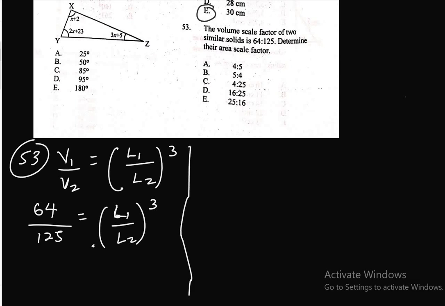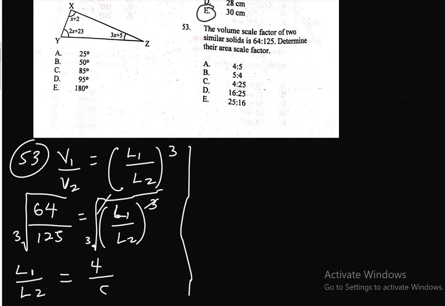So to get the linear scale, we take the cube root of both sides. This cube breaks this cube root. That was why we took the cube root. We now have the linear scale. L1 over L2 is equal to, at the left-hand side, the cube root of 64 is 4, and the cube root of 125 is 5. Now we have the linear scale.